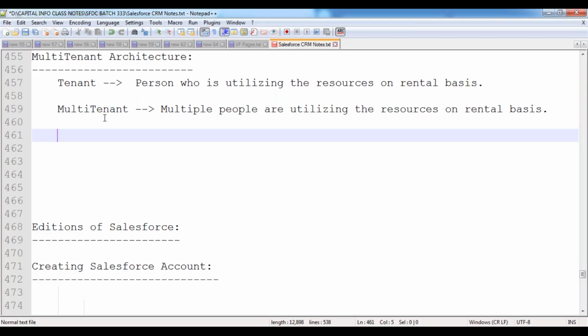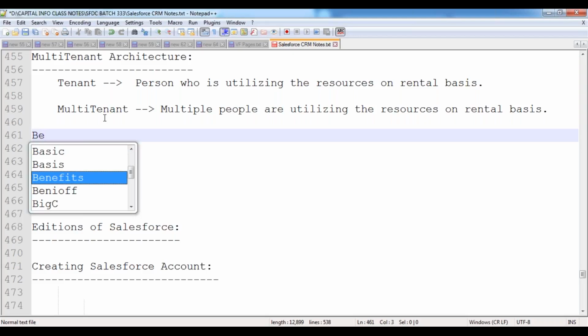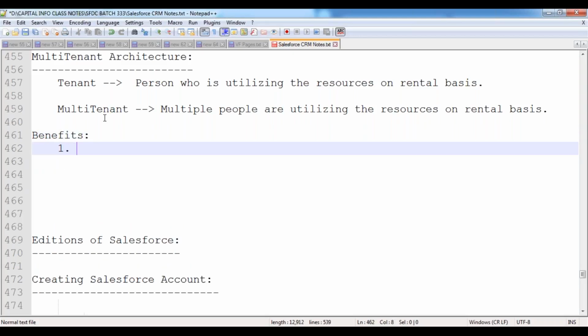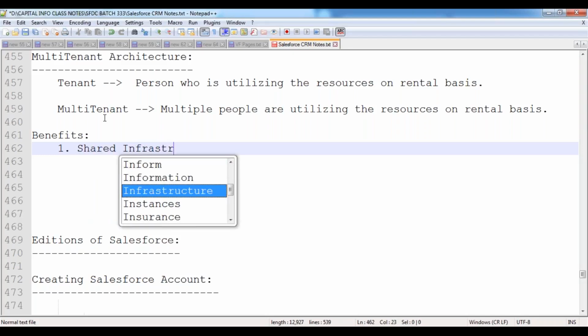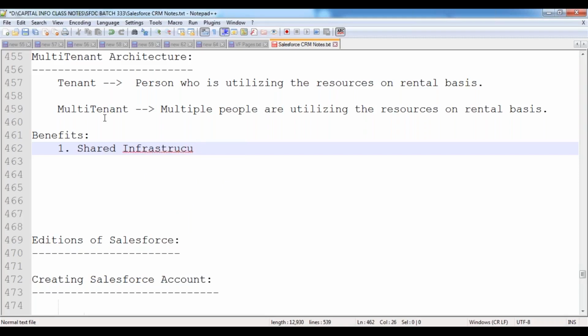Now, multi-tenant architecture provides some benefits. What are those benefits? The first benefit is shared infrastructure.